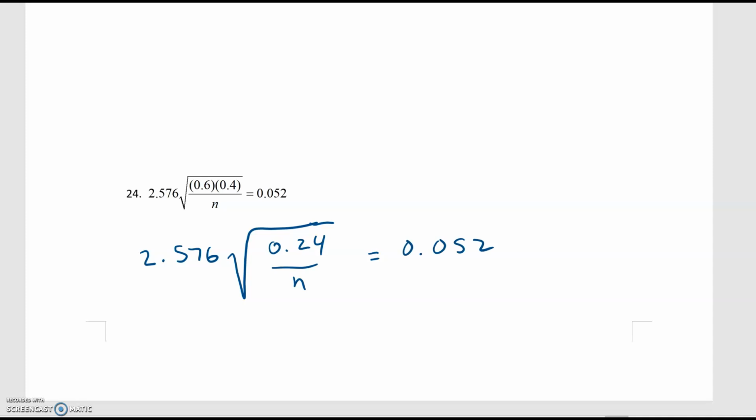Okay, so step 1, divide. You've got to clear out that 2.576, and so do the opposite. By the way, if there's no symbol between two things, it automatically means multiply. So it's 2.576 times. If you want to put a little times symbol in there, you can. And so divide and do it to both sides. So the 2.576 will cancel.